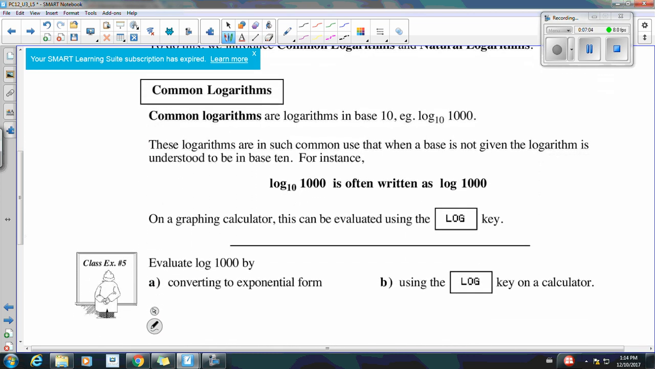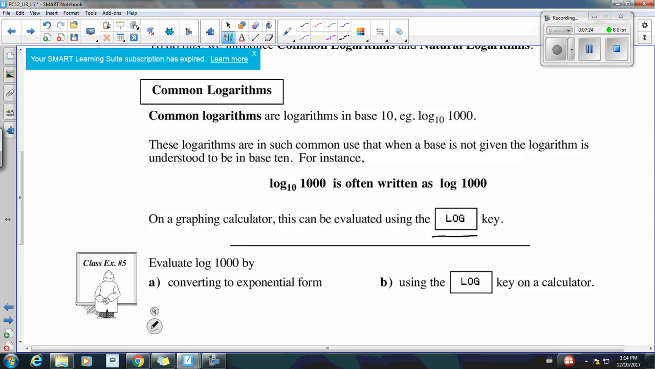Here are some common logarithms. I kind of touched on them in the video from the other lesson. So common logarithms are logarithms in base 10. For example, log base 10 of 1,000. These logarithms are in such common use that when a base is not given, the logarithm is understood to be base 10. On a graphing calculator, these can be evaluated using the logarithm key.